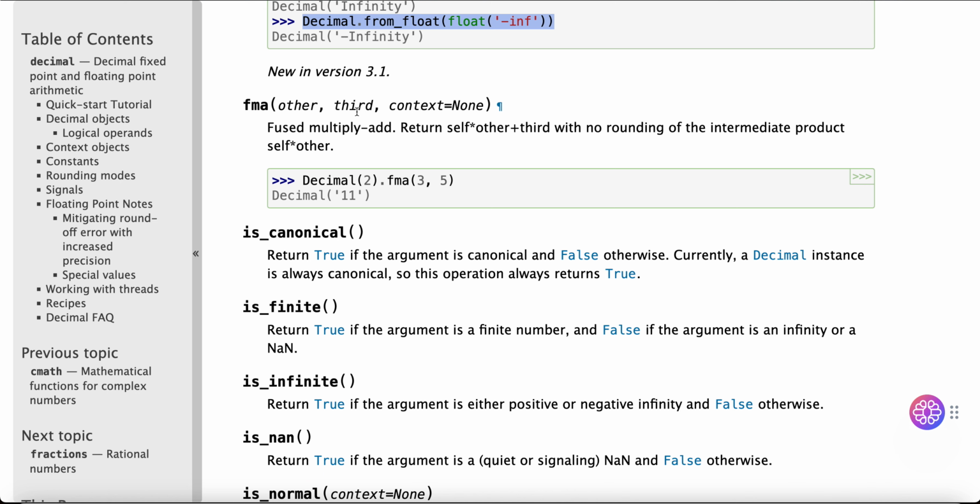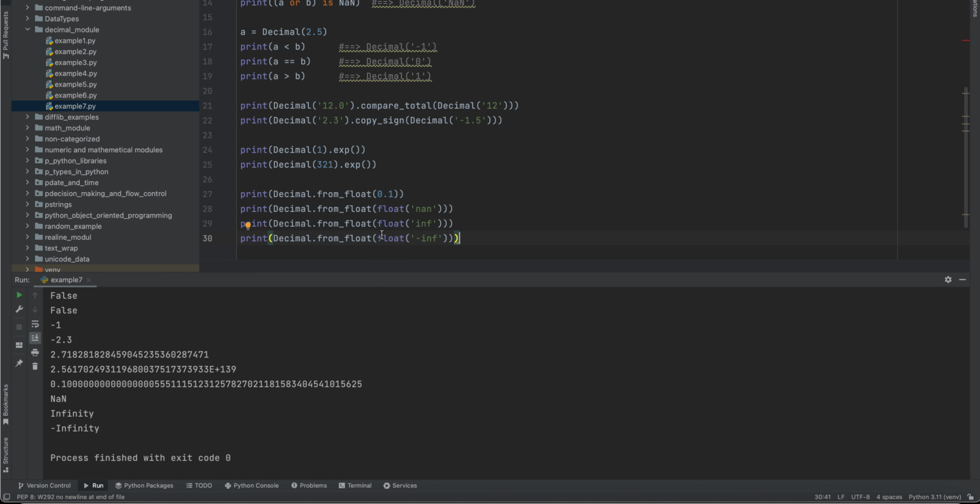fma, other, third, context equal to None. Fused multiply-add. Fused multiply-add returns self times other plus third with no rounding of the intermediate product self times other. Decimal 2 dot fma 3, 5.